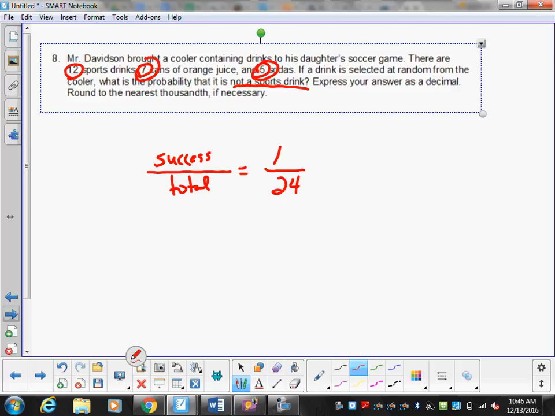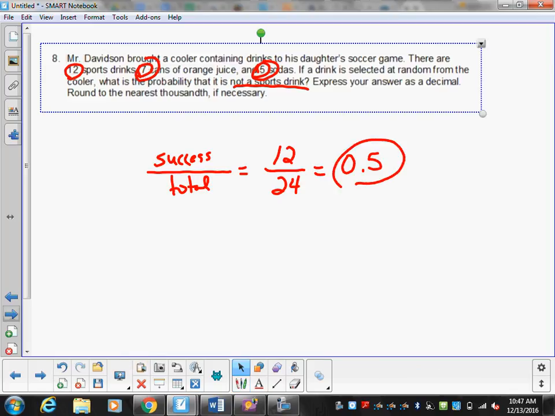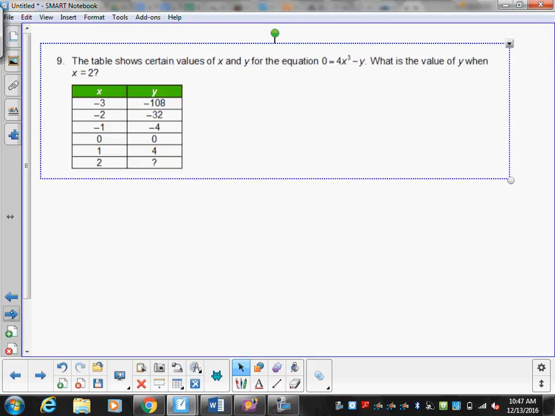So 7 plus 5 is 12. And 12 divided by 24 is 0.5. And it says round to the nearest thousandth if necessary. Well, thousandths is 3 places, so I don't need it because it's not necessary. So 0.5 is my probability that it will not be a sports drink. All right, next one.